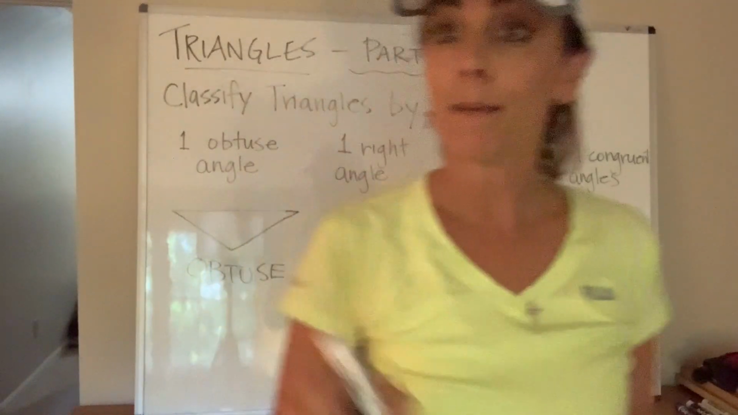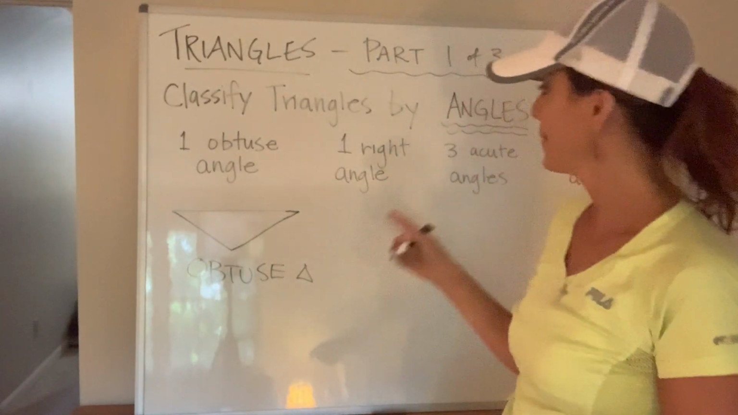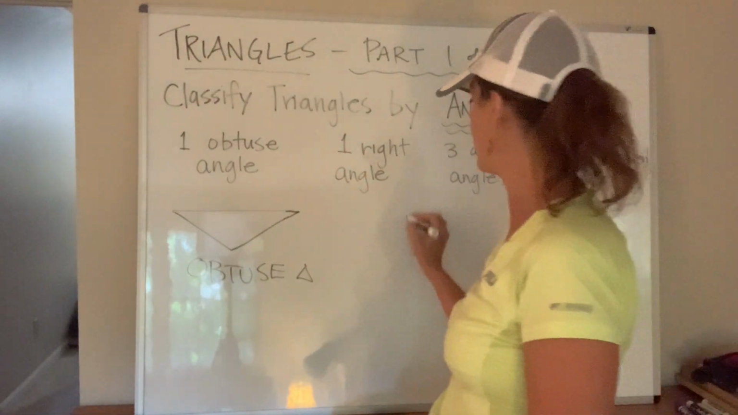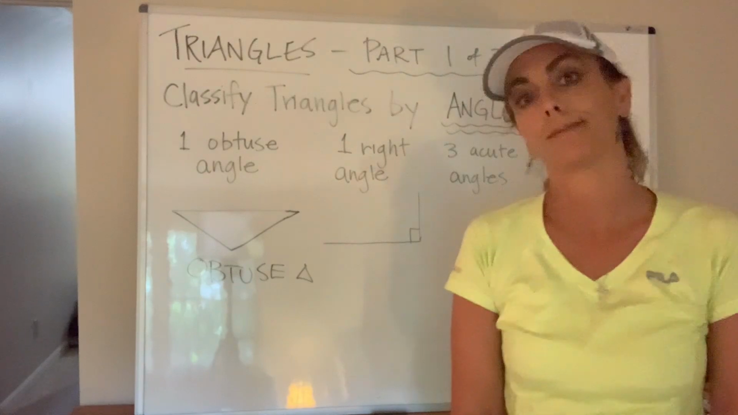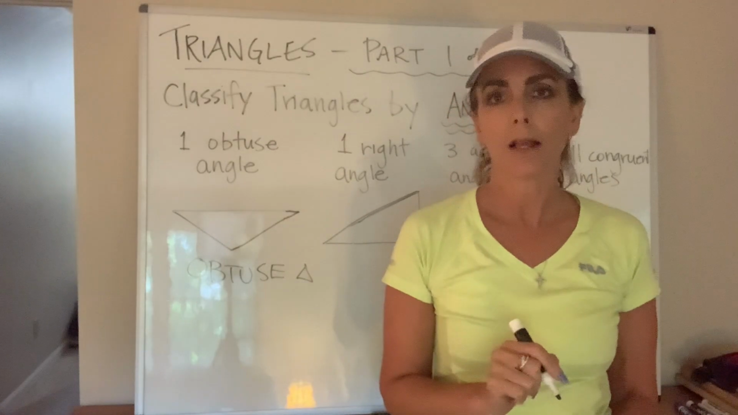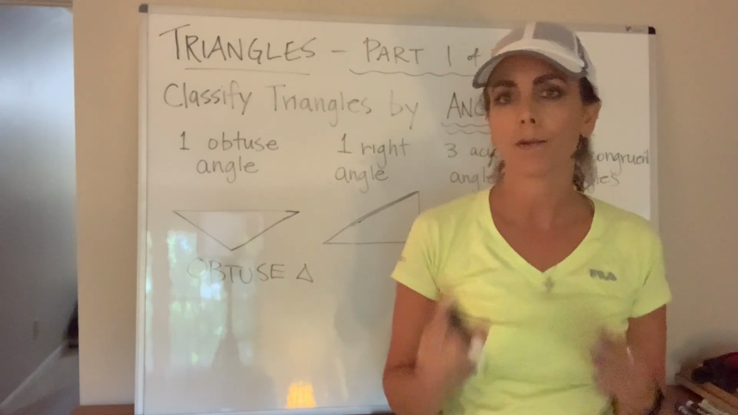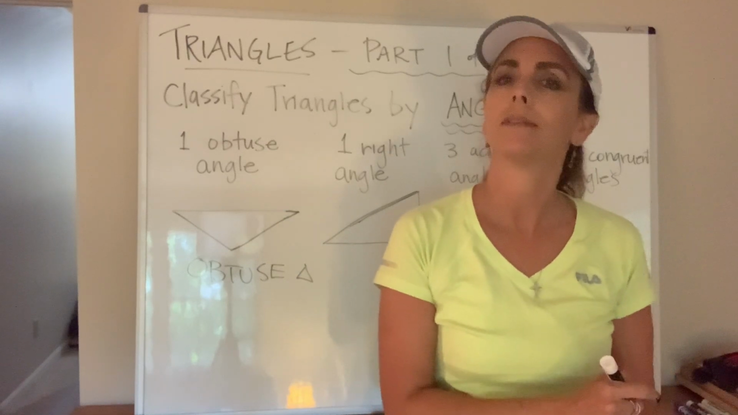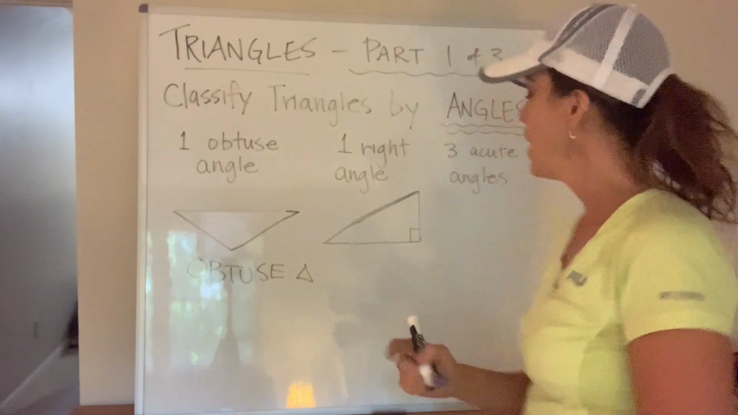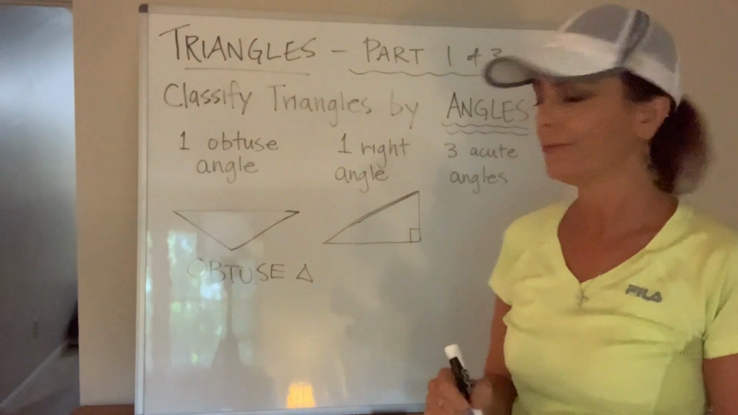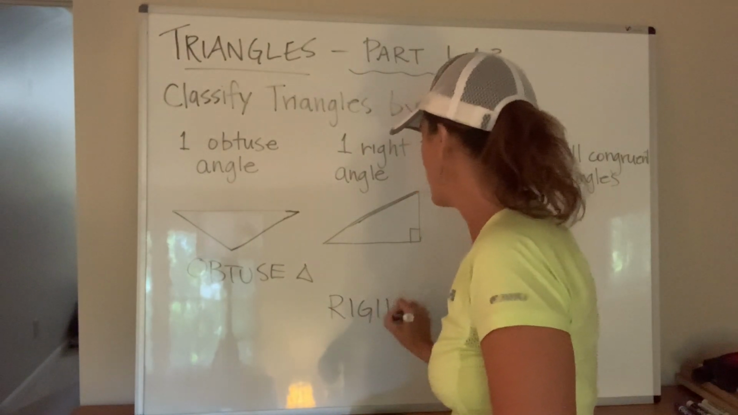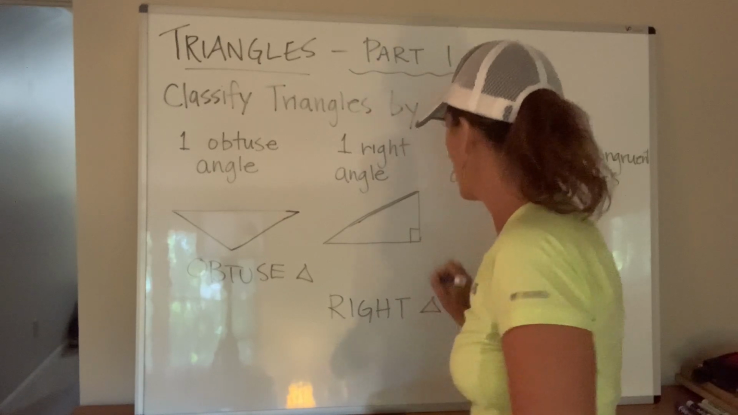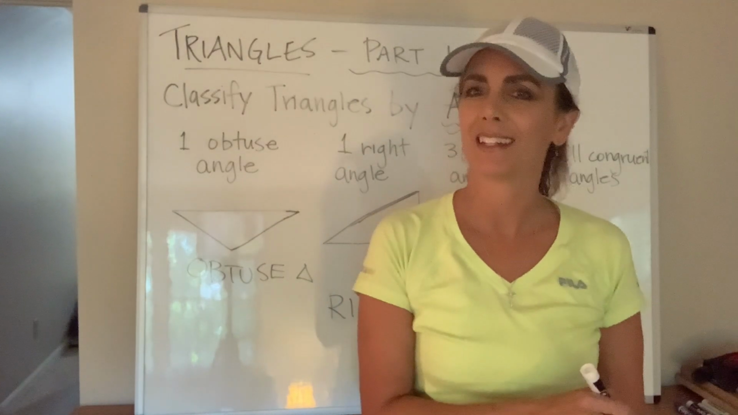Similarly, if you have one right angle, how many ways can I make a triangle then? You can't have more than one right angle either. If you have more than one right angle, you're not going to have a triangle. So if you have one right angle, then it's considered to be a right triangle. We've got all kinds of fun stuff that we can do with those.